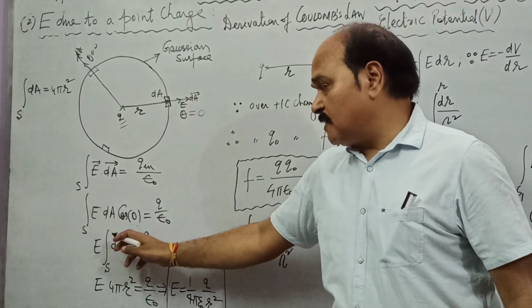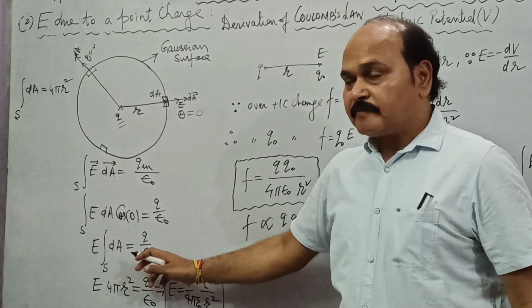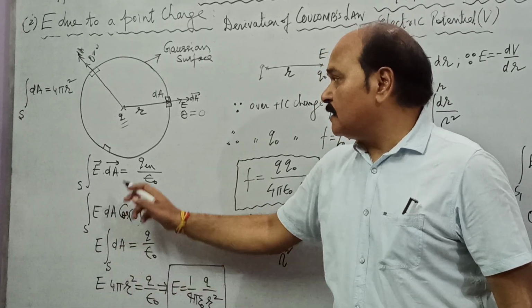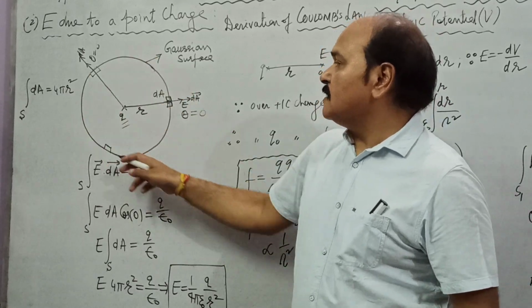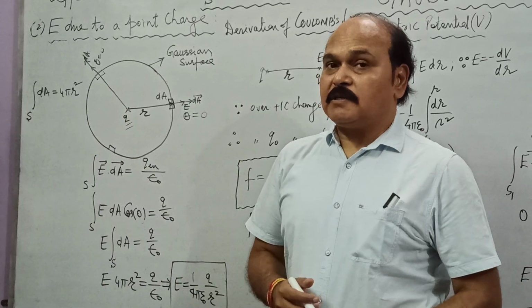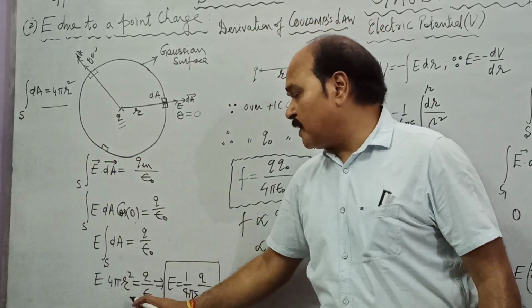Therefore, E is constant. It comes out of the sign of integration. We are left with integration of dA, and that is equal to Q upon epsilon naught. Well, integration of dA, if we add all dAs, would give us the total surface area of the sphere, that is 4 pi r square. So for integration of dA, we write 4 pi r square.